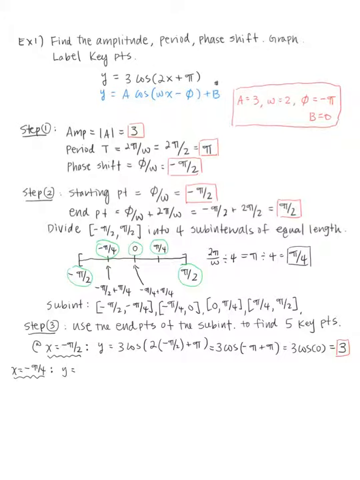Now let's go with when x is negative pi over 4. Our y is 3 cosine of 2 times negative pi over 4 and then plus pi, which is 3 cosine of negative pi over 2 plus pi, which is 3 cosine of pi over 2. Cosine of pi over 2 is 0, so 3 times 0 is 0.